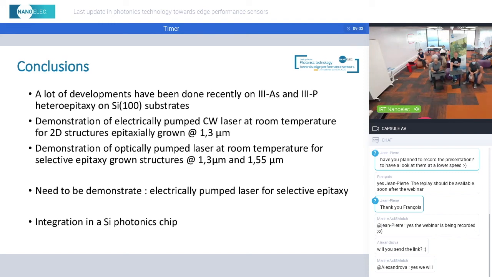So we have shown developments done on arsenic-free and phosphorus-free hetero-epitaxy on silicon. We have demonstrated that it's possible to obtain an electrically pumped laser at 1.3 microns. The next step is to grow structures for 1.3 and 1.5 micron emission, all by MOCVD. But we now have to demonstrate that an electrically pumped laser can be realized by selective epitaxy, which has never been done. Thank you.